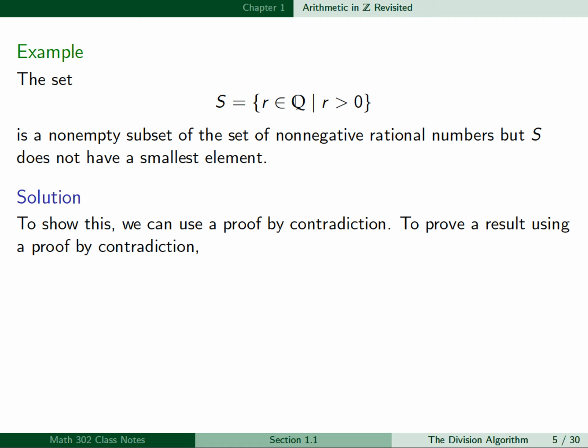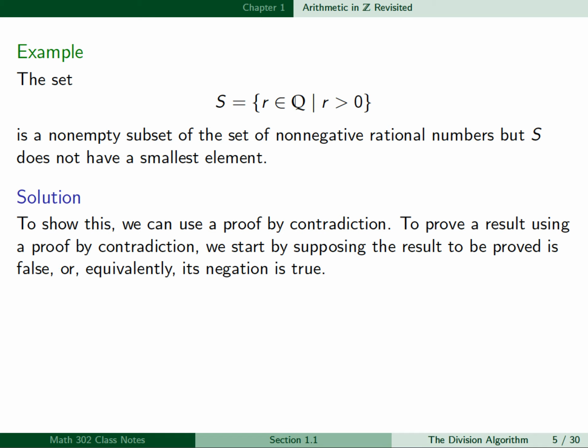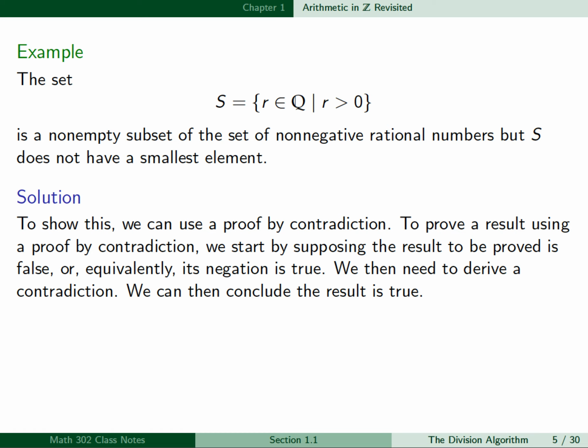To prove a result using a proof by contradiction, we start by supposing the result to be proved is false, or equivalently, its negation is true. We then need to derive a contradiction. And once we've derived a contradiction, we can then conclude the original result is true.